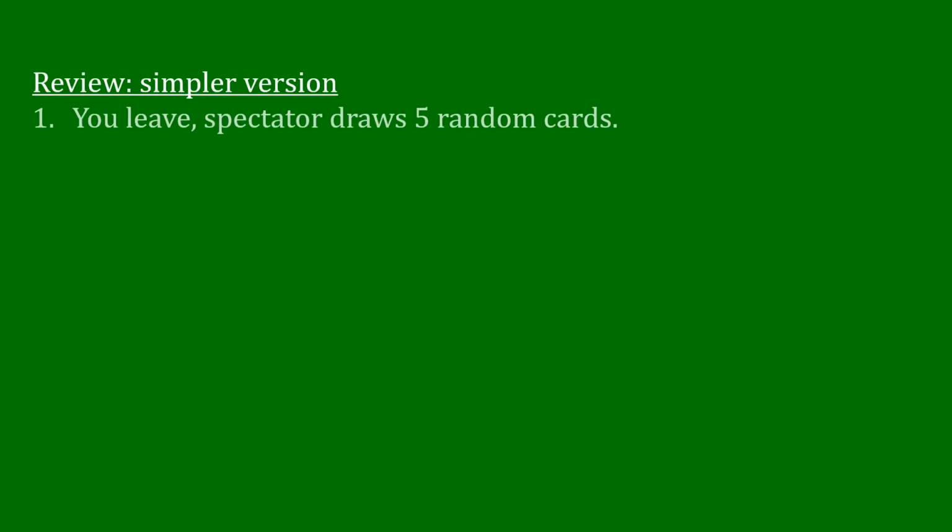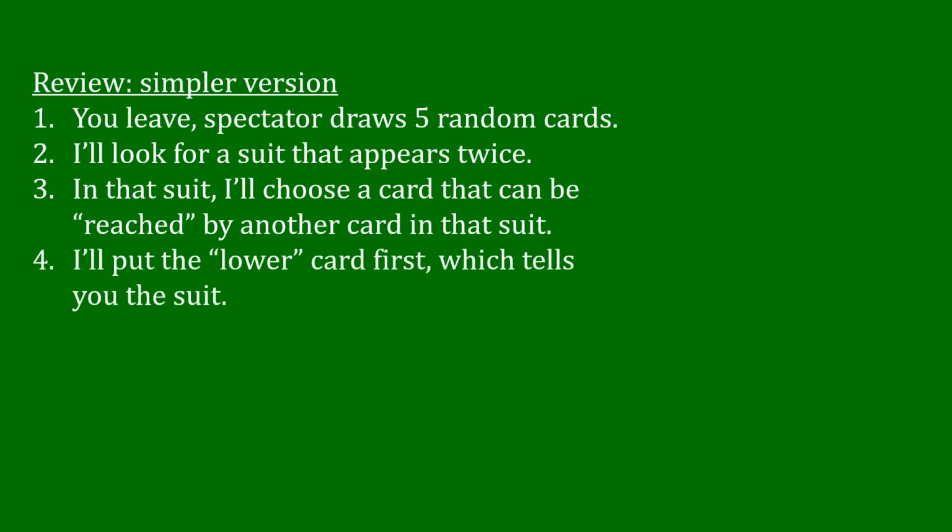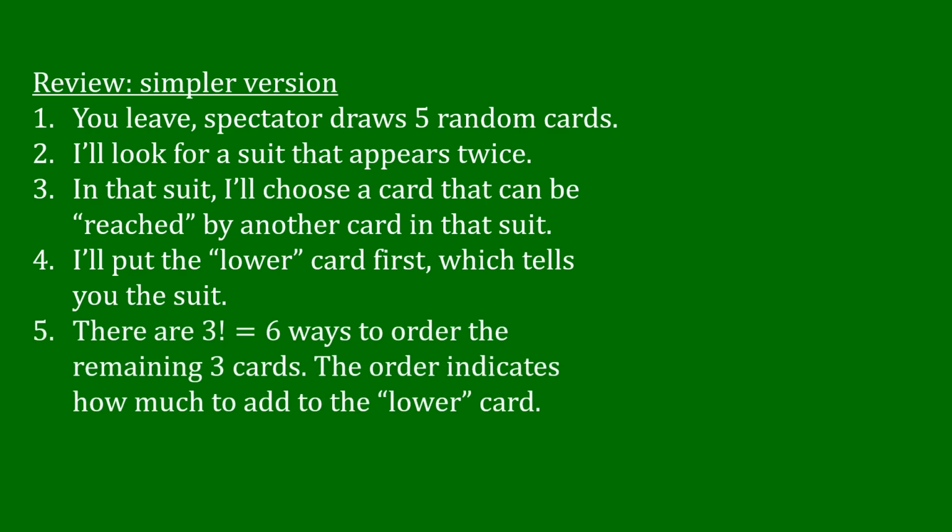Let's review the simpler version of this trick. You leave and the spectator draws 5 random cards. I'll look for a suit that appears twice, and in that suit I'll choose a card that can be reached by another card in that suit. Remember that being reachable means that I can add 1 to 6 to the non-chosen card to obtain the chosen card. I'll put the lower card first, which tells you the suit. Remember that lower could mean, for example, Jack, and I want you to add 5 to get to the 3. Finally, there are 6 ways to order the remaining 3 cards, and their order indicates how much to add to the lower card. Let's do a quick example.